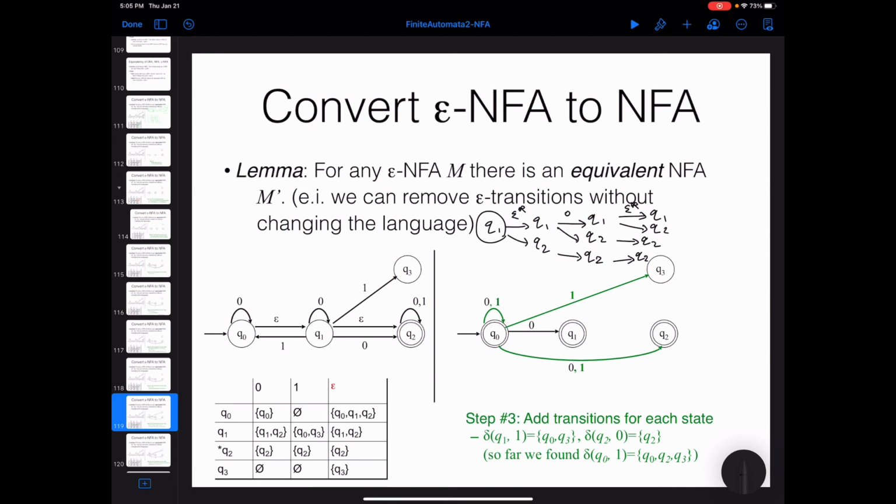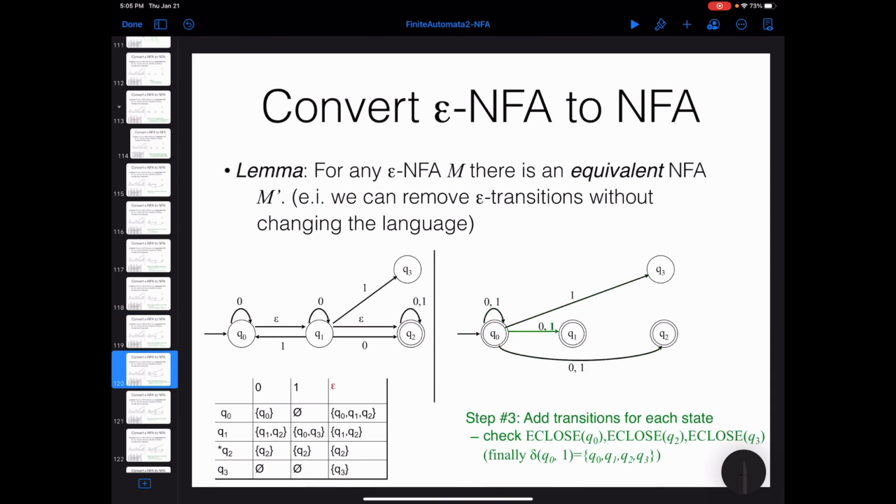Okay, so basically it means that if you are at Q1, by reading 0, you can go to Q1 or you can go to Q2. So this is going to be one transition here, and this is going to be one transition here, which has been shown. Here is the final result for Q1 and the transitions over 0.